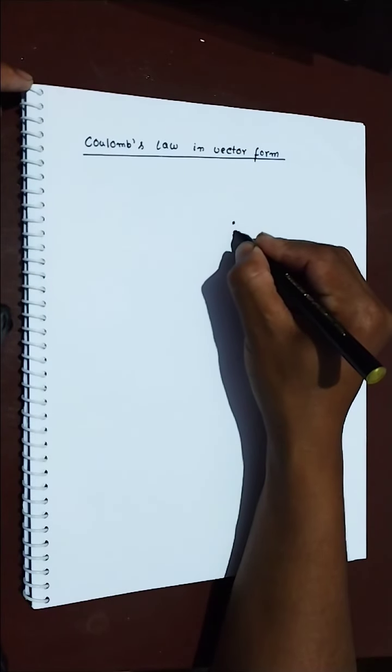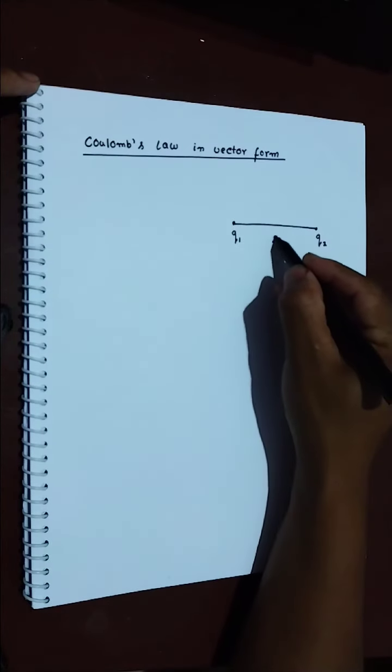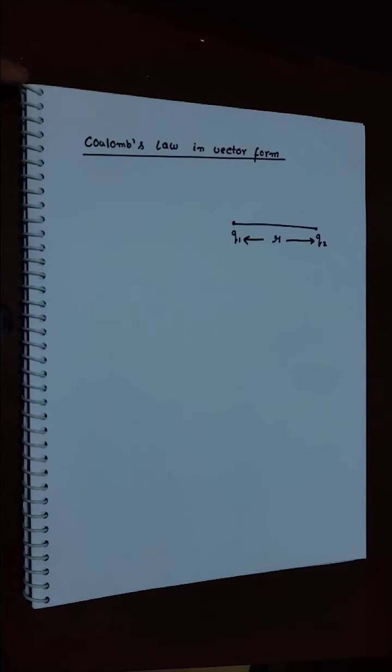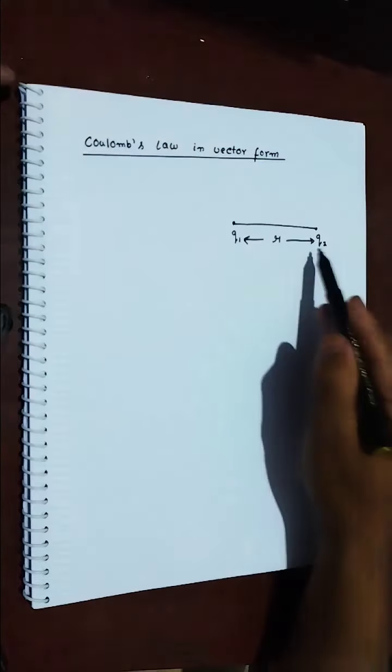Hello everyone. The topic that we'll be discussing is Coulomb's law in vector form. So let us consider two charges Q1 and Q2 separated by a distance r between them. We will also consider that these two charges Q1 and Q2 are kept in free space.